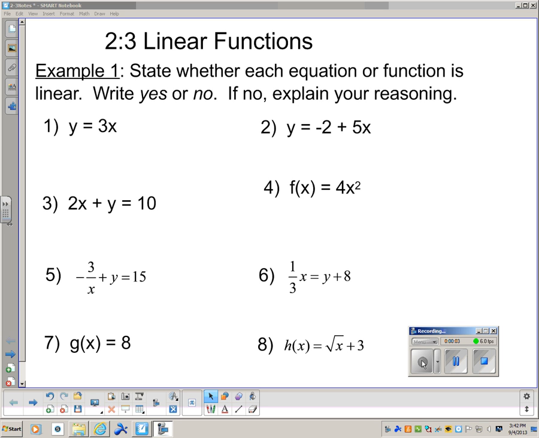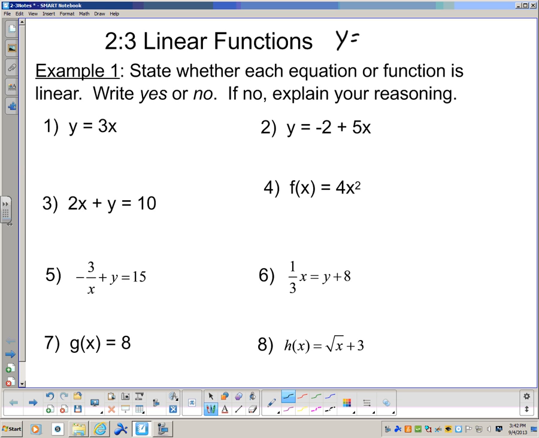Hello. So we are going to be looking at 2.3. It's on linear functions, and I'm just going to remind you what form a linear function takes on. It always looks in this form. It looks in y equals mx plus b form. So you're looking to see if each one of these down here can be written as y equals mx plus b form.